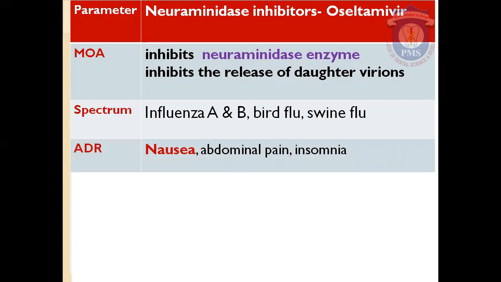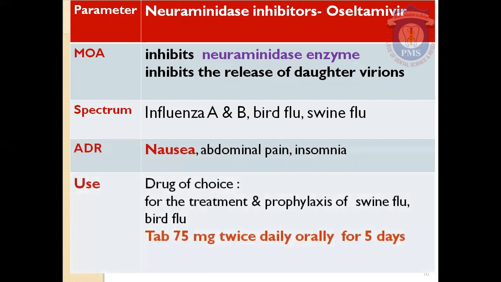Adverse drug reactions include nausea, abdominal pain, and insomnia. It is the drug of choice for the treatment and prophylaxis of swine flu and bird flu. We give 75 milligrams twice daily orally for 5 days. The commercial name of this tablet is Fluvir.